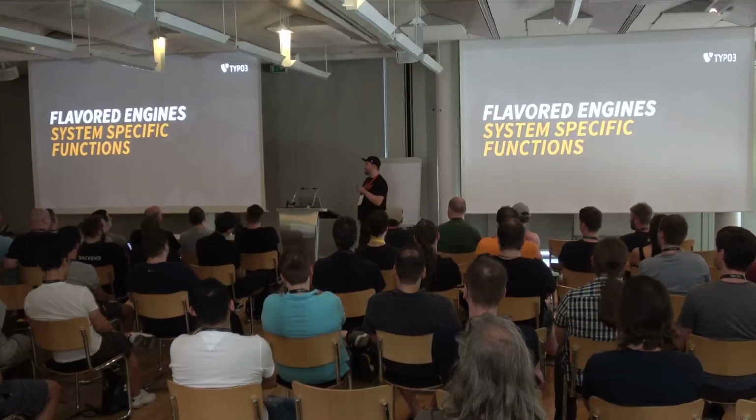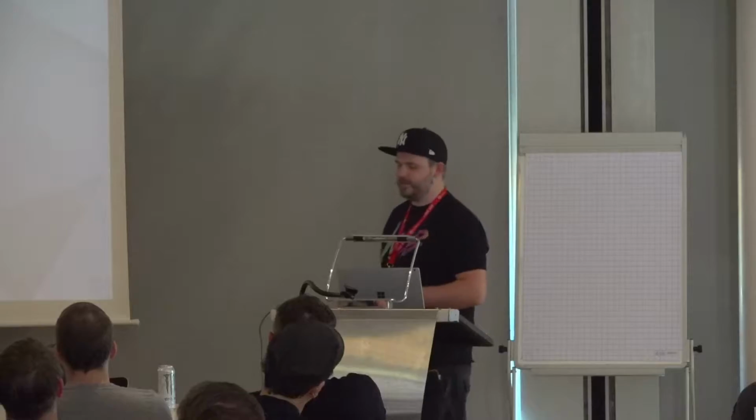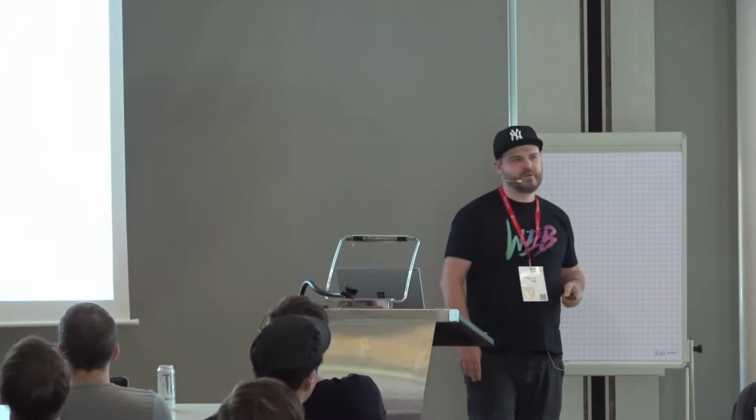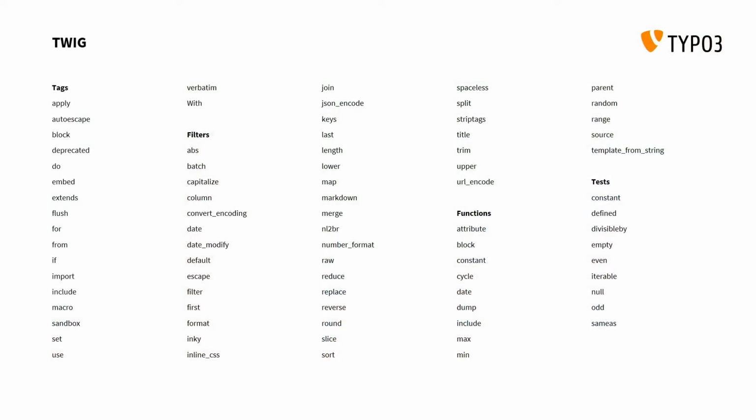Okay, now just a quick overview of what we're talking about. We're taking Twig for this example. So this is what Twig actually supports out of the box. Those are specific tags, filters, functions, and tests. It's not important what's on there, it's just about the amount.